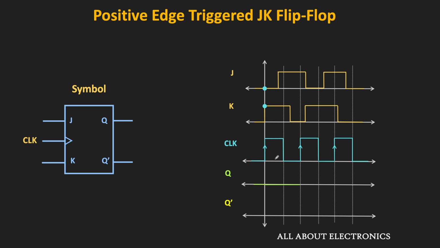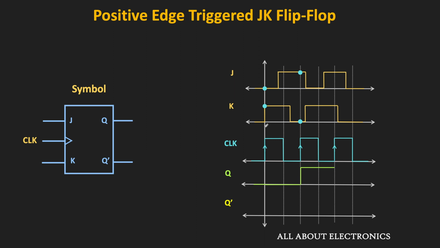So now at the next rising edge, if you see, now J is equal to 1 while K is equal to 0. And therefore at the next rising edge, this Q output will become 1. And it will remain in the same state until the next rising edge. That means up to this point, this Q output will remain 1.